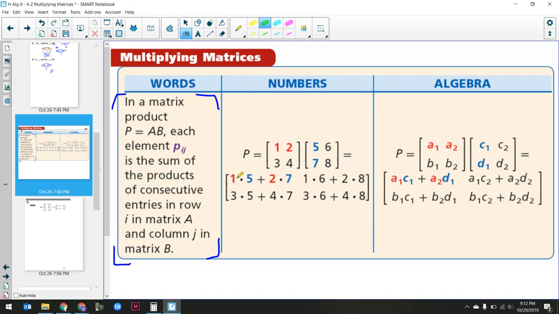Take a look at, say, this entry in the product. What's the address here? Well, the address is really easy. It's just 1, 1.